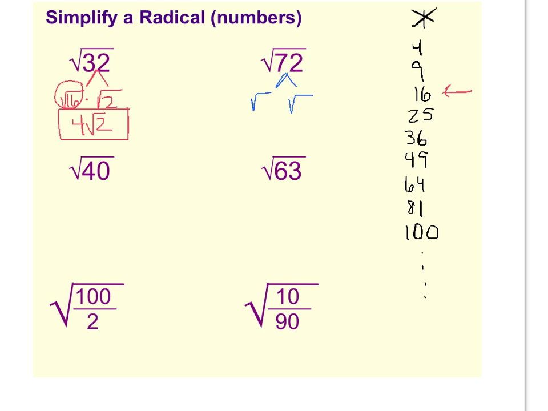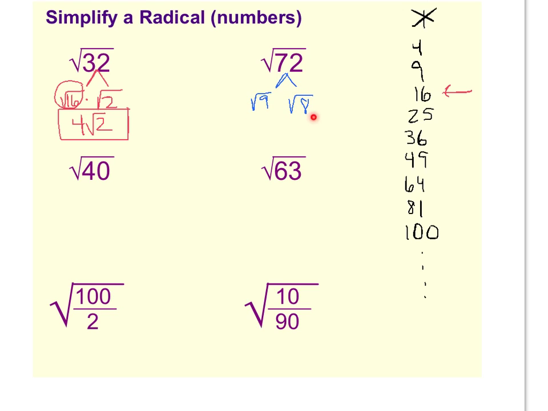Usually people, for a number like 72, will pick 9 because they know that 9 is on our list. We know the square root of 9, and it fits in 8 times. However, if you can find the biggest perfect square that fits into 72, then you don't have to reduce more than one time. And how do you know if you have the biggest number?